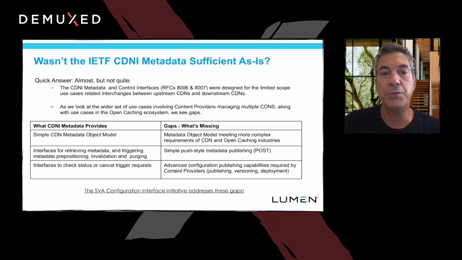Also, the publishing model in CDNI was pretty simplistic, generally allowing downstream CDNs to query upstream CDNs for metadata. We wanted to go the other way around. We needed a way to publish metadata downstream, so we needed to deal with that. And also just adding publishing, versioning, controlling, deployment controls. All of that was really sort of absent in the CDNI model. So we aim to close all those gaps.